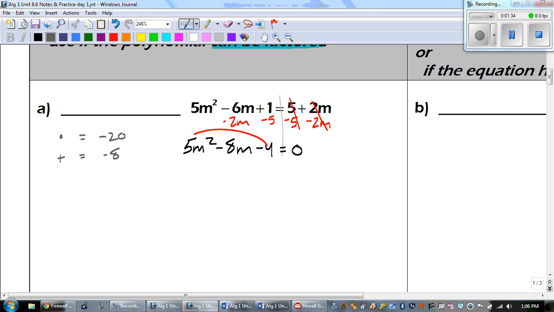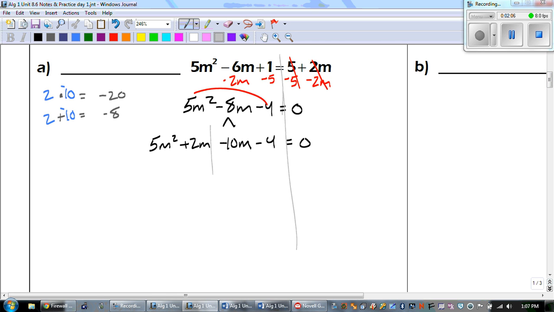What are they? If you said 2 and 10, you're right. But one of them has to be negative. Good, the -10. Okay, so we have to split that middle term. We get 5m squared plus 2m minus 10m minus 4. Remember, that is still equal to 0.